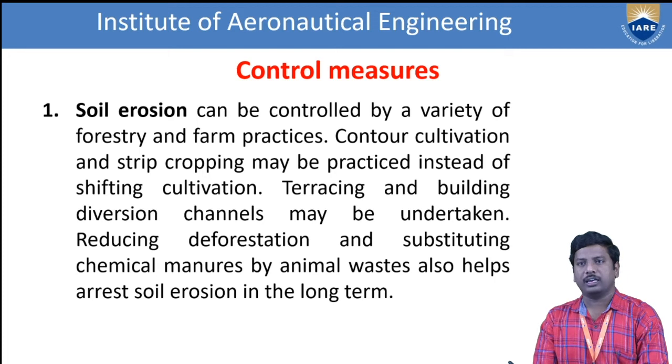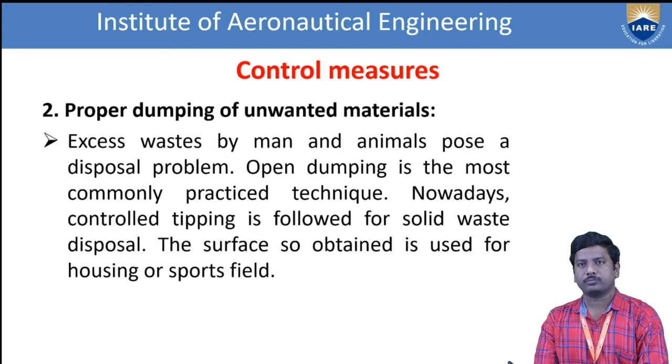Contour cultivation and strip cropping may be practiced instead of shifting cultivation. Terracing and building diversion channels may be undertaken. So reducing deforestation and substituting chemical manures with animal waste also helps arrest soil erosion in the long term. Next, the second one: proper dumping of the unwanted materials.